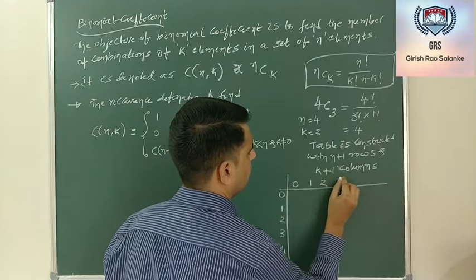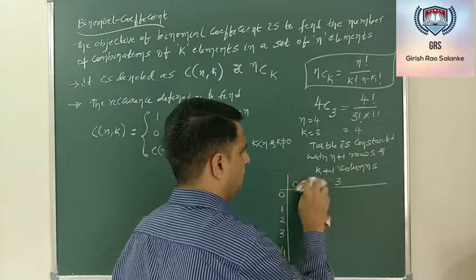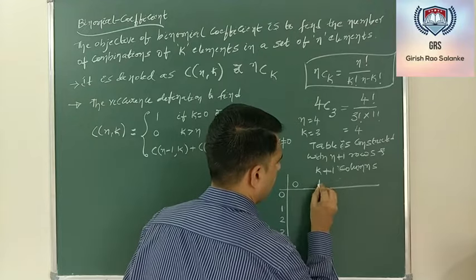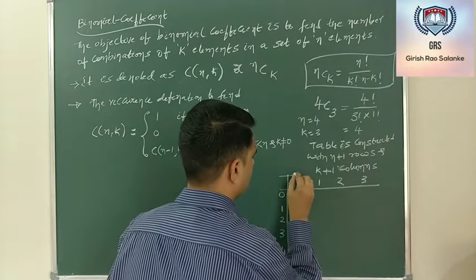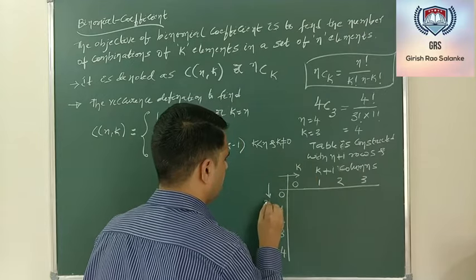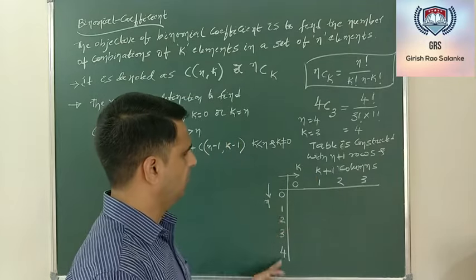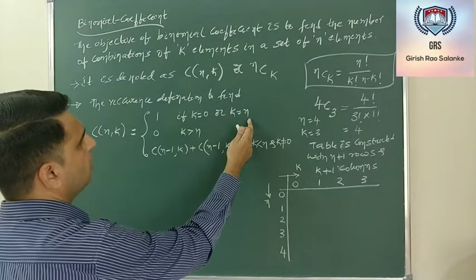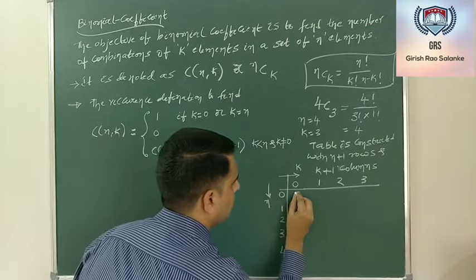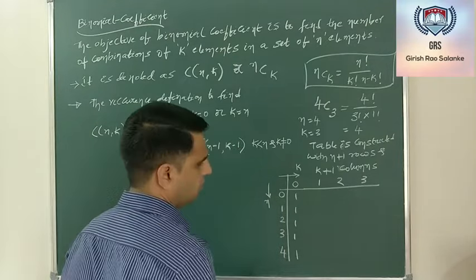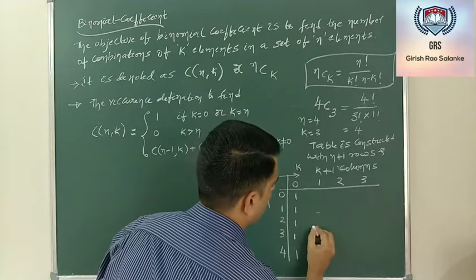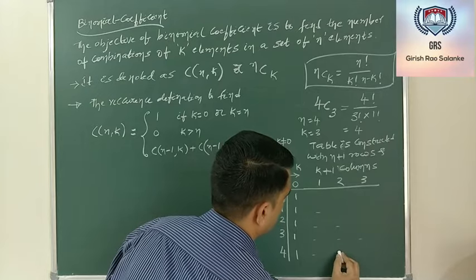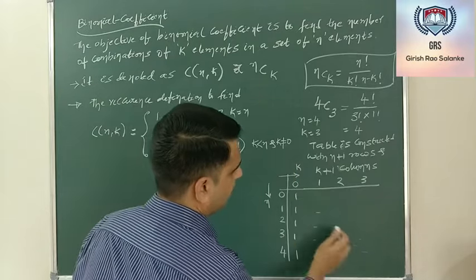0, 1, 2, 3. So this is my k and this is my n. The n's are rows, that is n plus 1 rows and k plus 1 columns. What I know is if k is equal to 0 or k is equal to n, its value is 1. So here k is equal to 0, it is 1, and these are the diagonal elements. I know this value is 1.